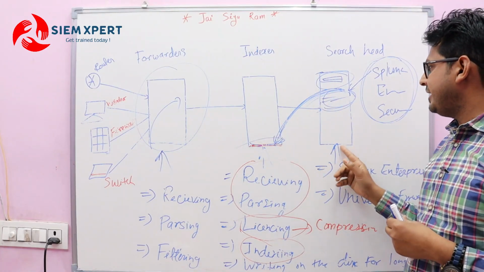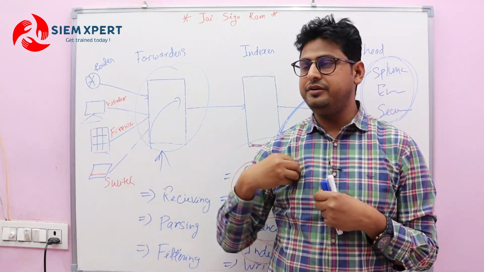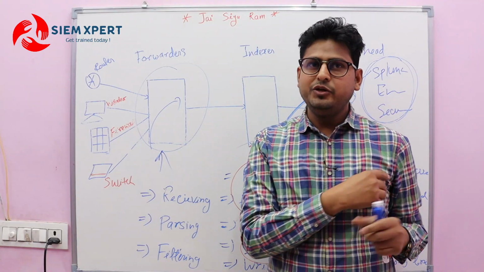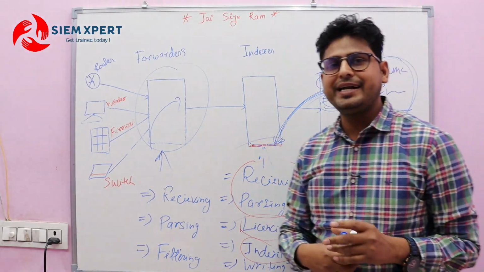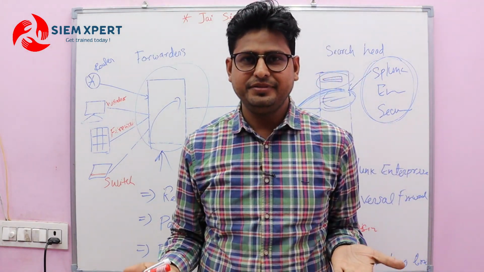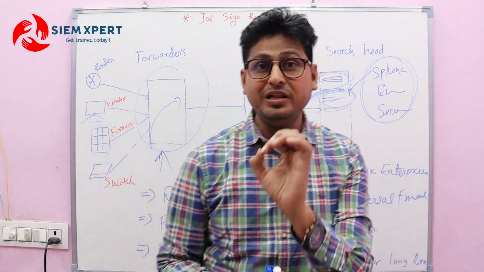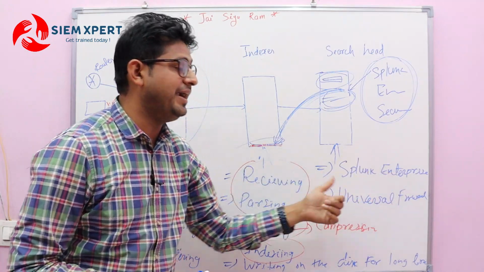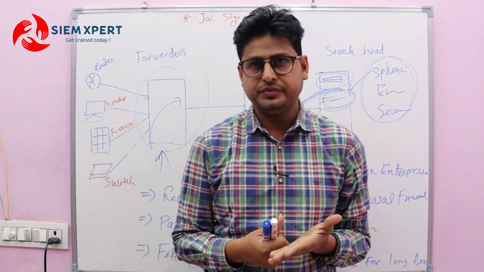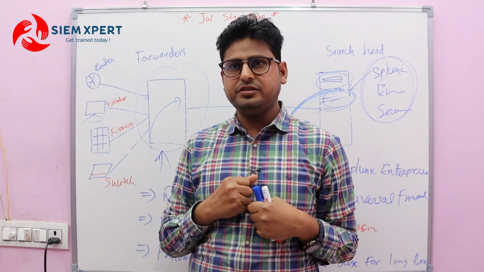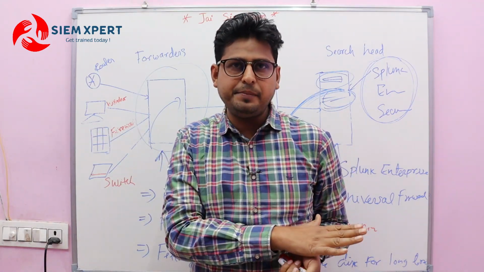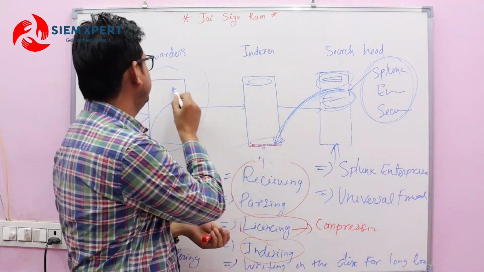If you install one Splunk Enterprise here and do not configure receiving and indexing, you just configure on the searching and give the IP address of the indexer, it will act as a search head, right? So by default, all the Splunk Enterprise deployments will have all the features. It's an all-in-one deployment. That means it can receive the logs, parse the logs, index the logs, keep the logs for a long time, and it has the searching feature also.